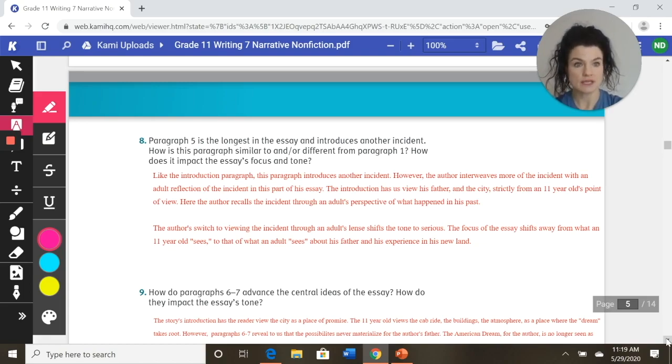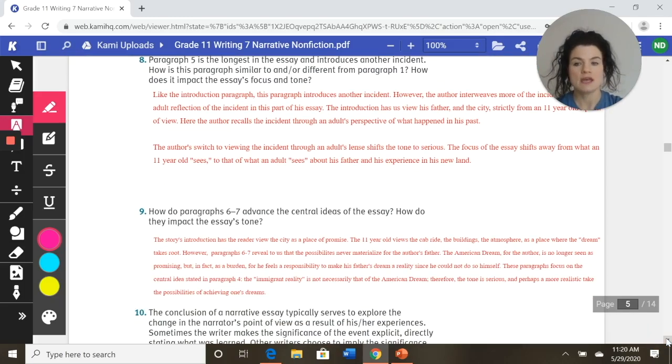So how this affects the focus and tone. As I said, the author switching to viewing the incident through an adult's lens shifts the tone to serious. The focus of the essay shifts away from what an 11-year-old sees to what an adult sees about his father and the experience in his new world.